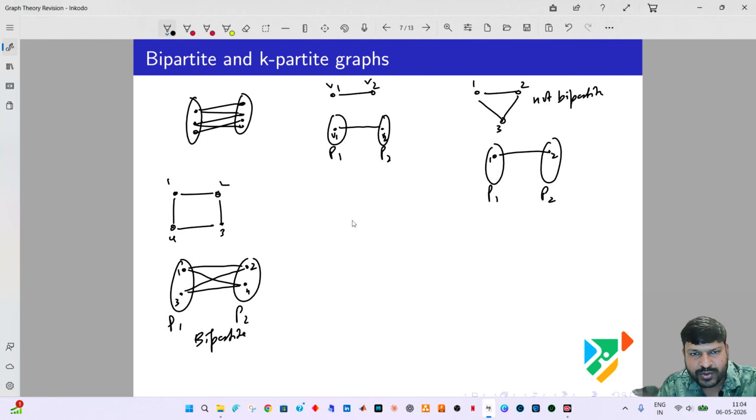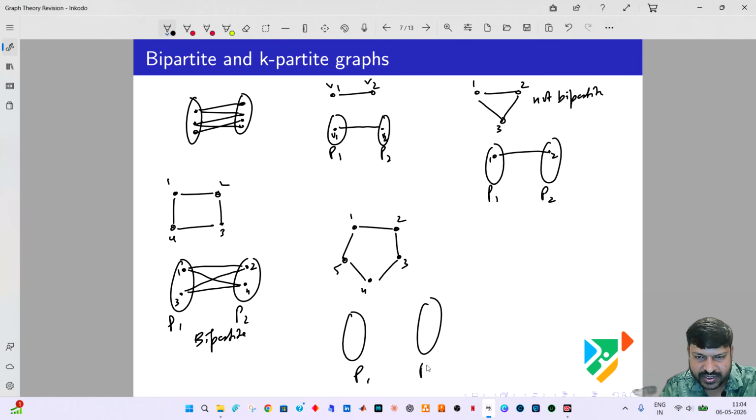In general, if you talk about a cycle, if it is an odd cycle, then it is not bipartite. This is not bipartite. You can try to figure it out by yourself. This is part 1, this is part 2. Vertex 1 will go here, vertex 2 will go here, vertex 3 will go here, vertex 4 will go here. Where will vertex 5 go? It cannot go to part 1 because it is adjacent to 1. It cannot go to part 2 because it is adjacent to 4. So in general, this is an odd cycle. It is not bipartite. There is a result given in the slides. You can read those results.